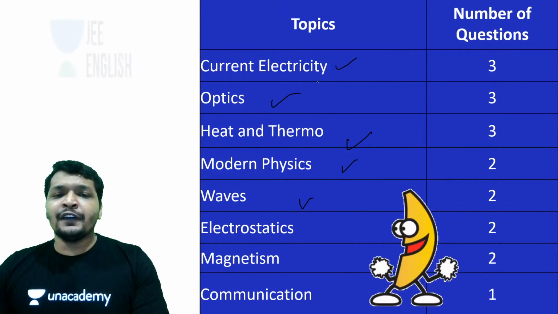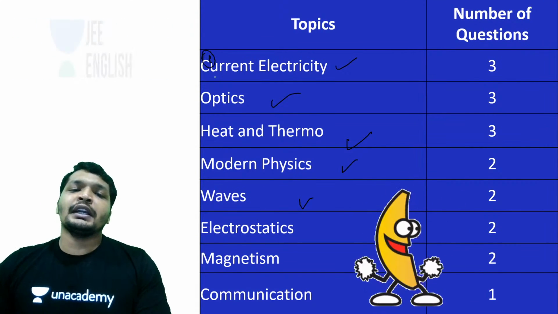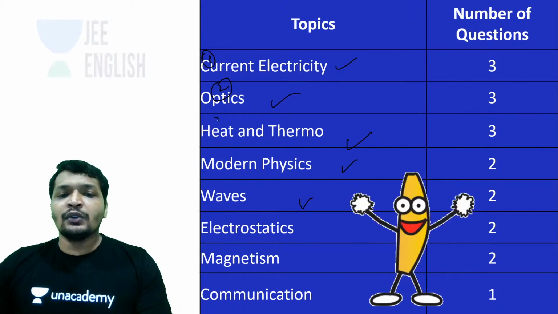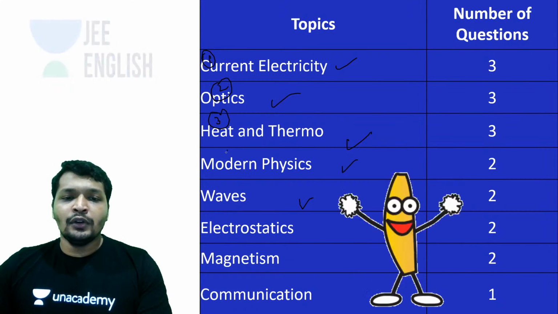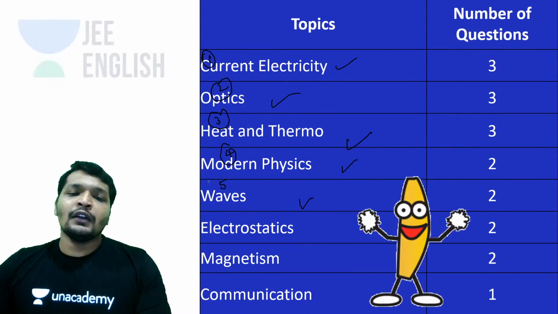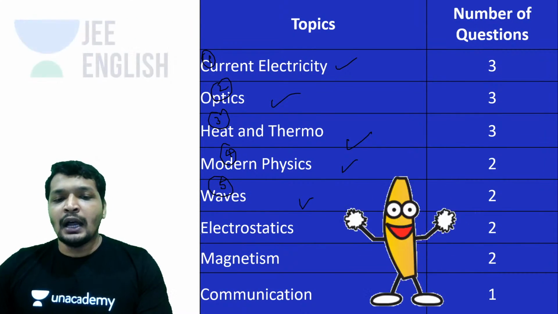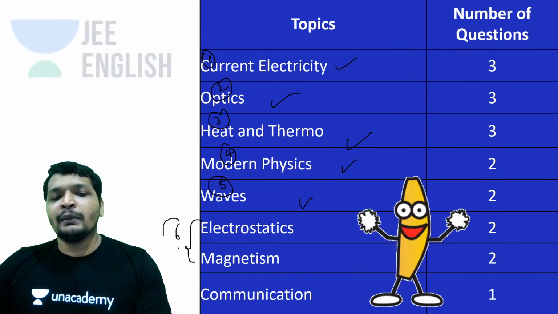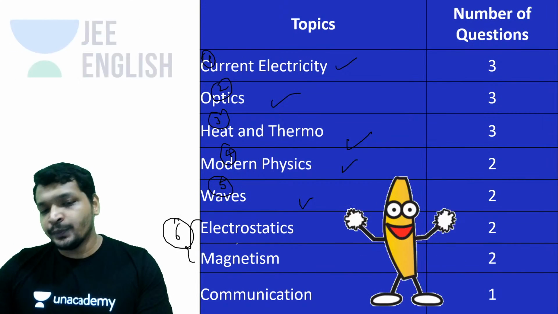And definitely first would be current and electricity according to me. Second would be optics. Third would be modern physics, and fourth would be heat and thermo. And fifth would be waves. And sixth would be this combined together. I'll try to complete this in 1 month if I was you.